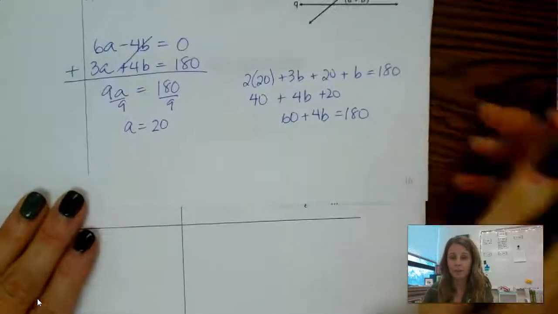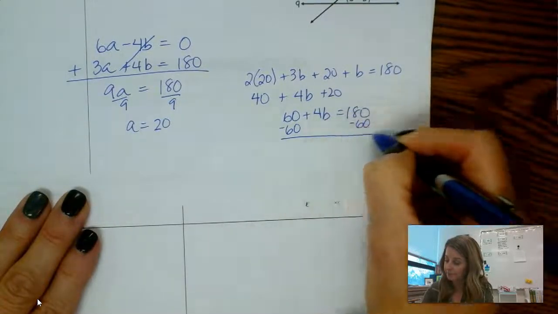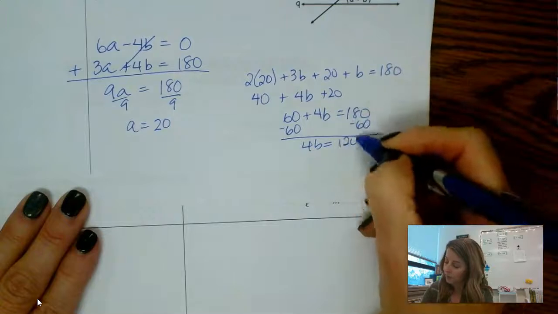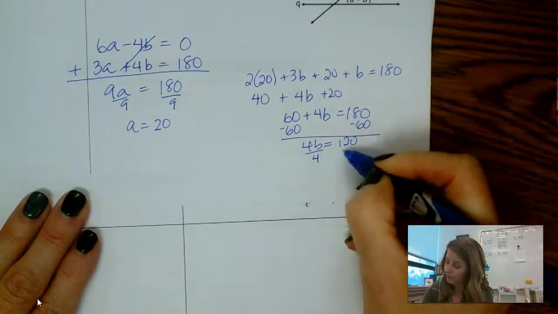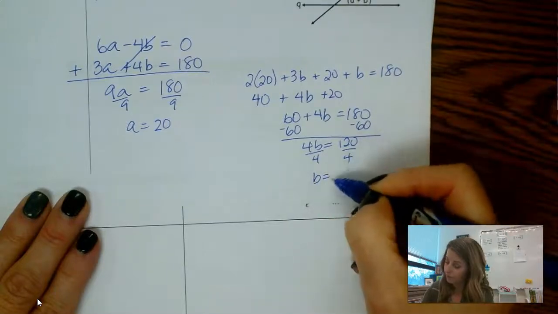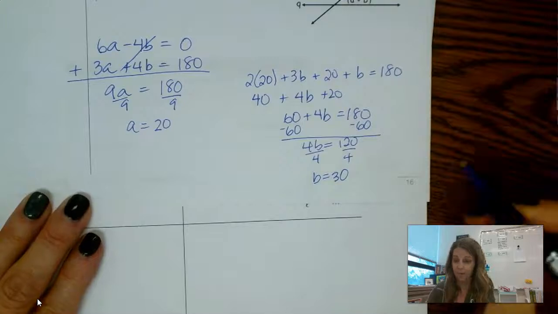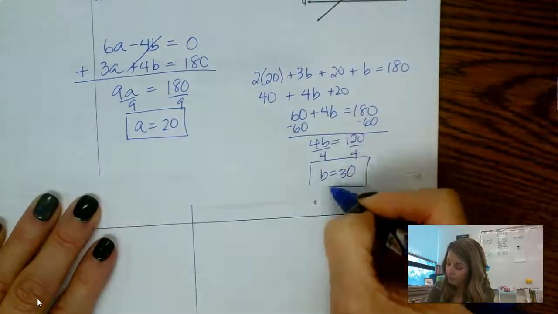And then from here, we just solve. Take away 60 from both sides. 120, it looks like. 8 minus 6 is 2. And then divide off the 4. So 12 divided by 4 is 3, and then, since it's 120, it would be 30. All right, so I've got 20 for A and 30 for B.